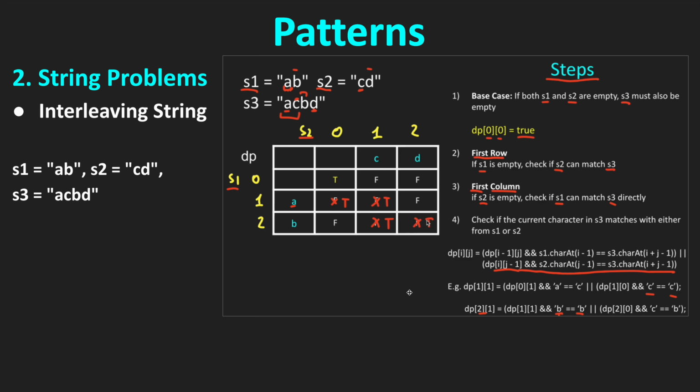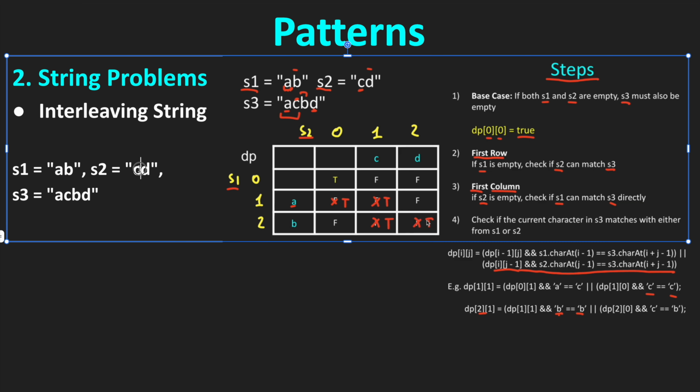So now we are populating our two-dimensional array. We have populated the first row and the first column. Now let's take the first case, 1 and 1, which means one character from here and one character from here.